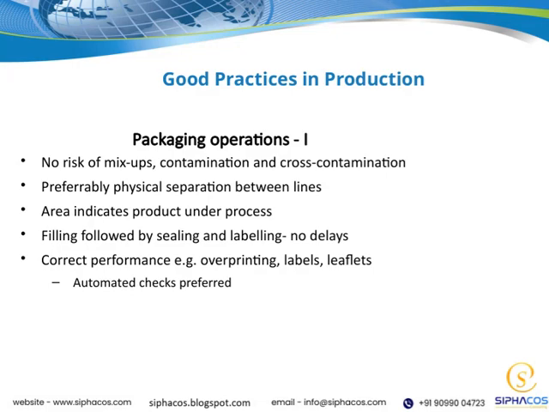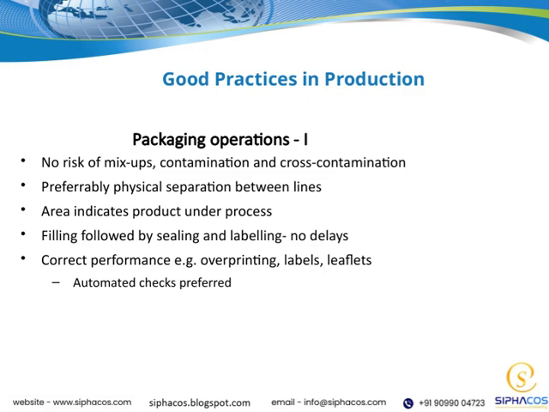Let's talk about packaging operations, starting with the importance of avoiding mix-ups, contamination, and cross-contamination. It's crucial that we implement measures to prevent these issues at every step. Preferably, lines should be physically separated to minimize any risk of cross-contact between different products or batches. This physical separation helps maintain product integrity and safety. Also, clearly indicating the area where the product is under process is essential. This helps keep everyone on the same page and reduces errors.